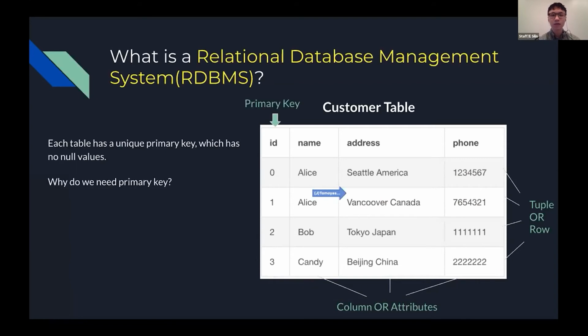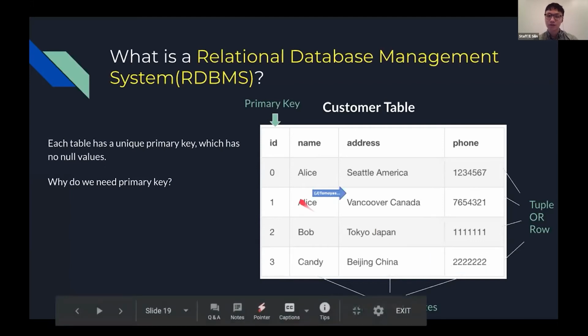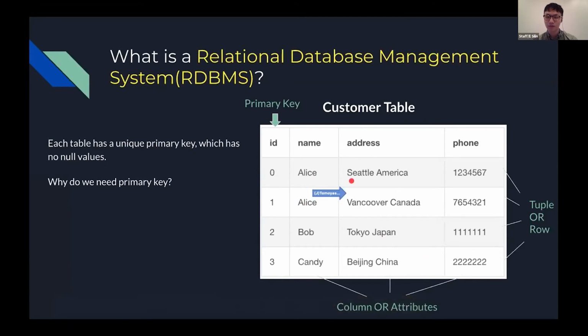Here we will introduce the concept of primary key. In this table, there is some problem. I'm not sure if you noticed that. There are 2 Alices in the table, and one lives in Seattle, one lives in Vancouver. So it's hard to differentiate them.